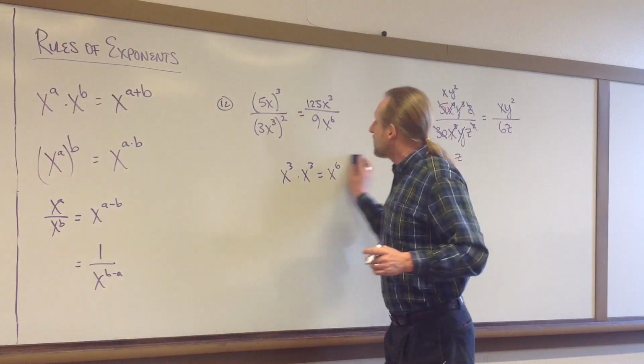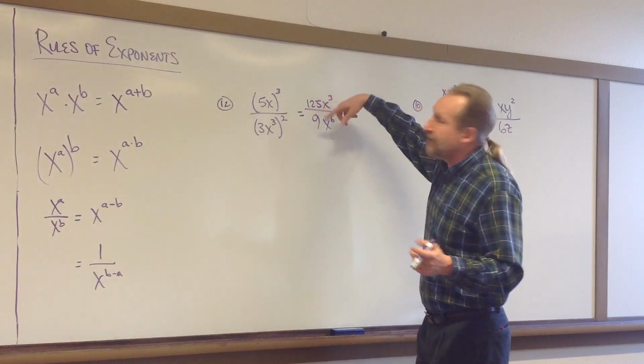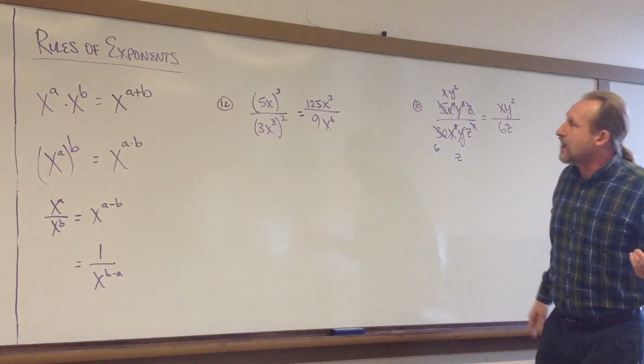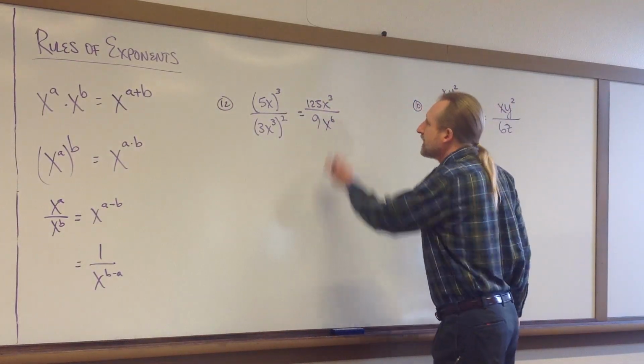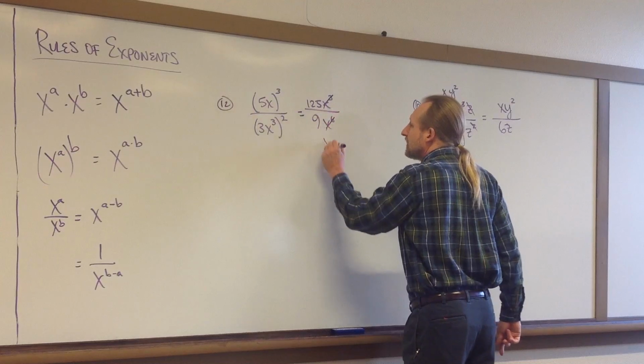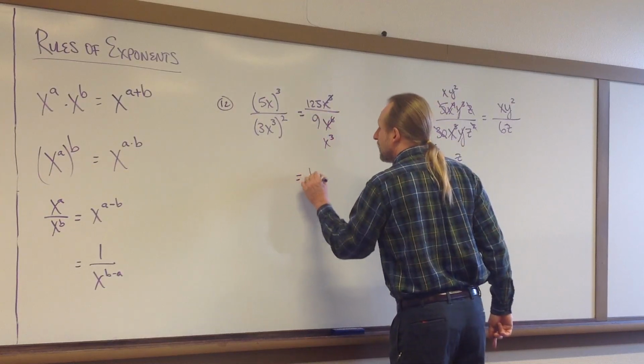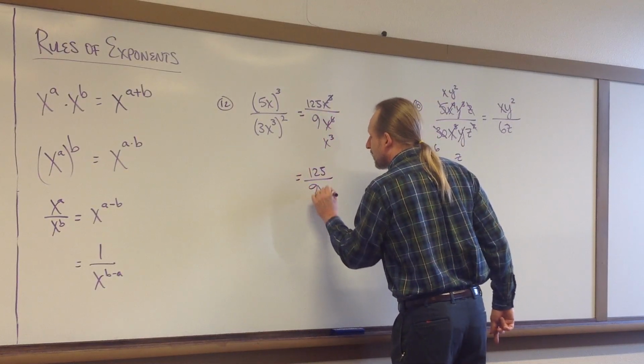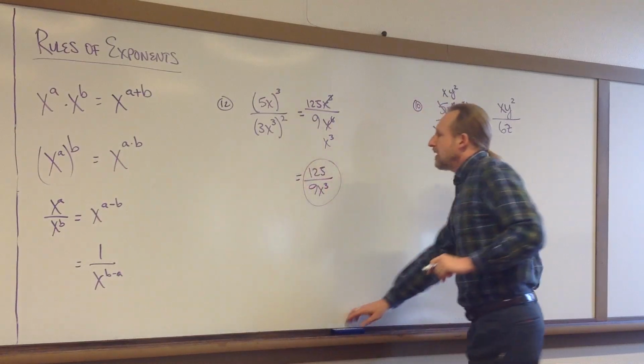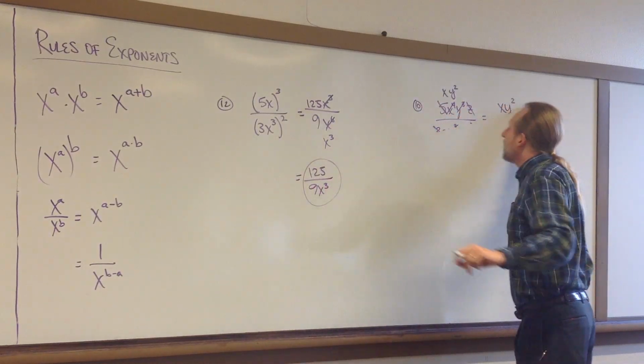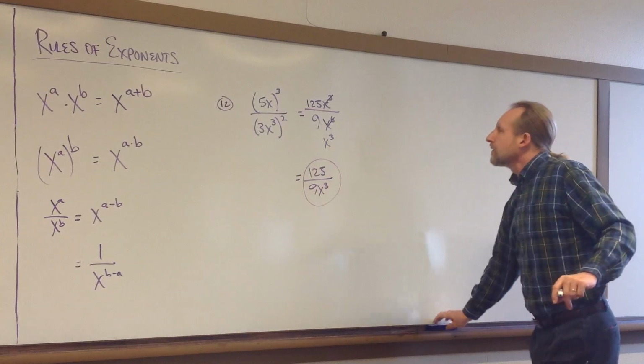Okay, now we can look to cancel. Well, we don't have any common factors between 125 and 9, right? But here with the x's, we can cancel these out and leave us with x to the third, or 9x to the third on the bottom. There we go, 125 over 9x to the third.